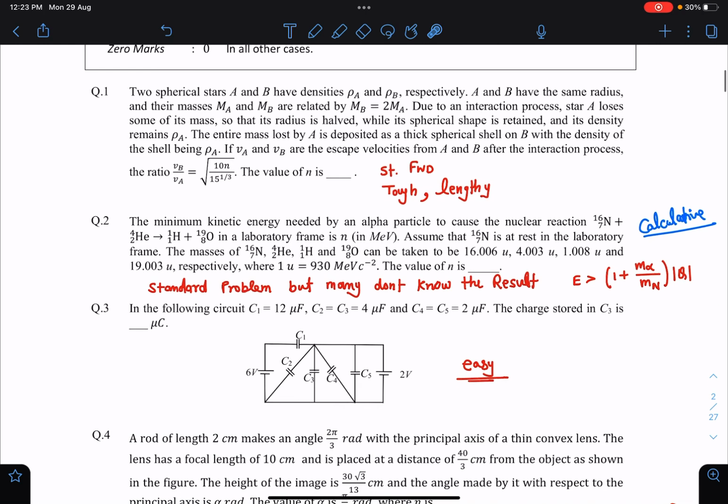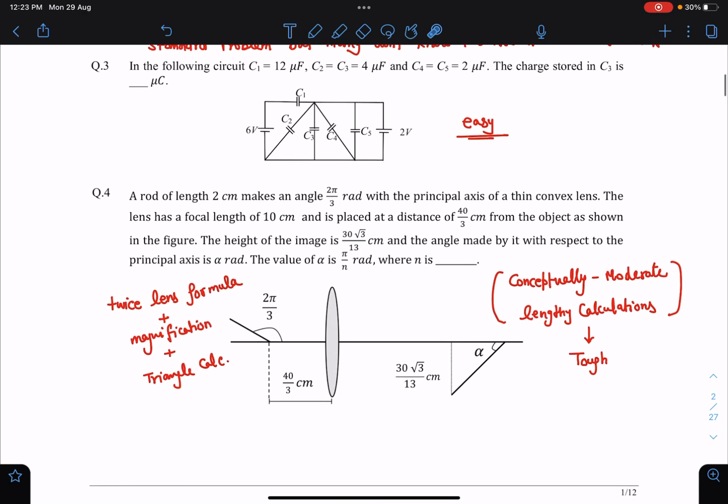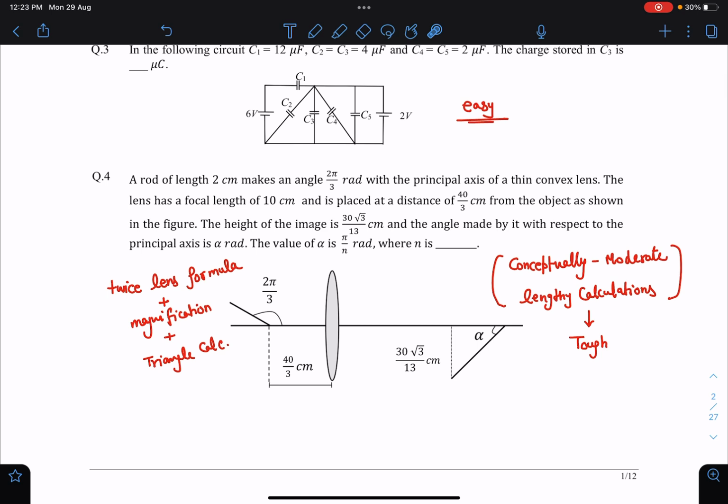Here comes this third part from capacitor. This is a very easy problem, and using simple nodal analysis you can solve this. Let's take this as 0, 6, 0, 0, then this is 2, 2, 2, and everything can be calculated very quickly. And here comes this problem from optics, and this is problem number 4.